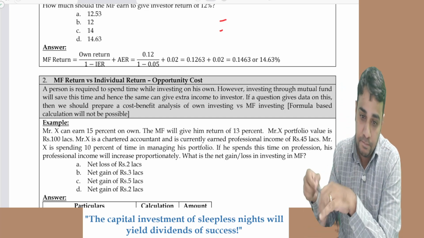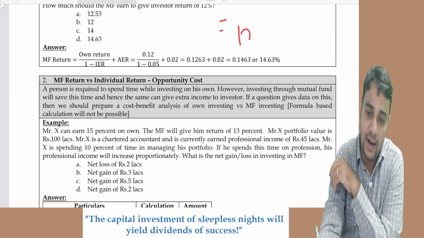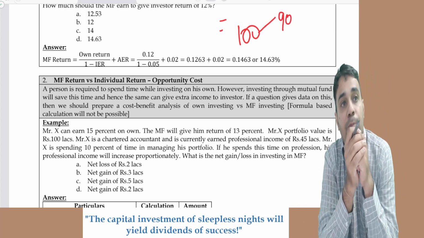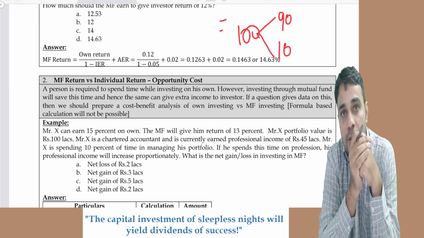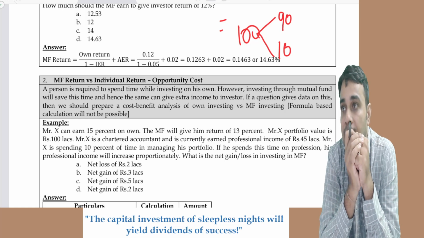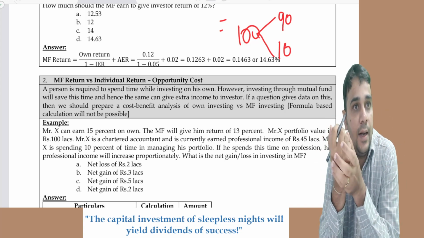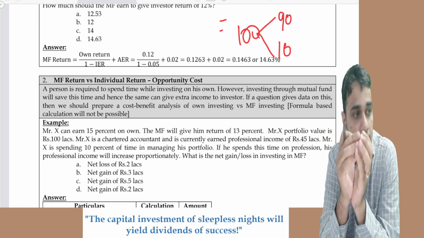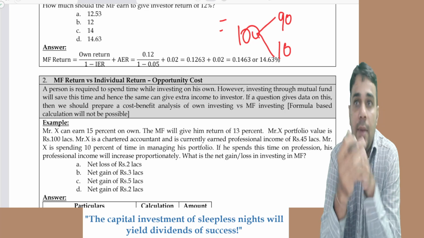Today, let's assume I have 100 hours. Of the 100 hours, 90 hours I do my professional work and 10 hours I am doing my investment. These 90 hours were giving me an income of 45 lakh. The extra 10 hours would have given me extra income. 90 hours I'm doing teaching, I get 45 lakh income, and 10 hours I was managing my portfolio.